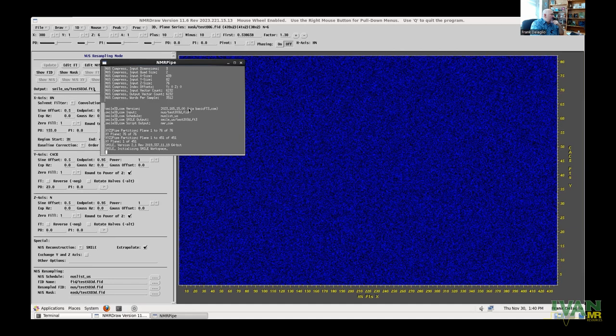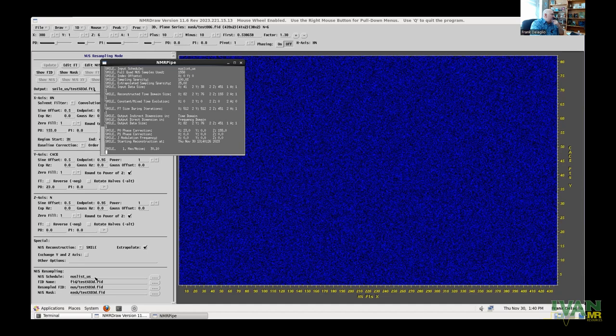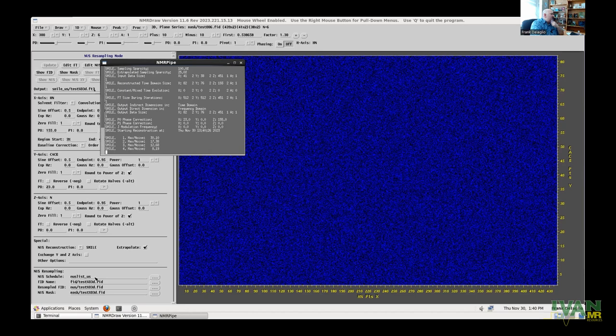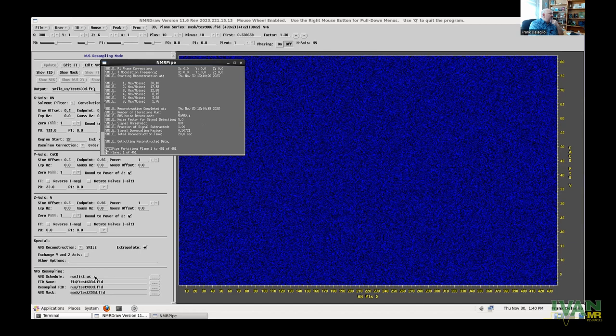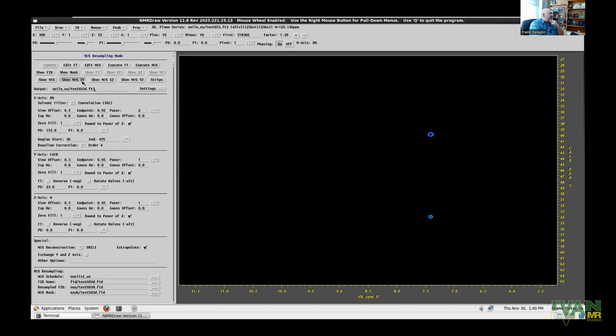Oh, I'm sorry. No wonder the mask is uniform. I'm using the uniform sampling schedule. So this reconstruction corresponds to just using SMILE extrapolation on conventional data. Okay, and that looks very nice.